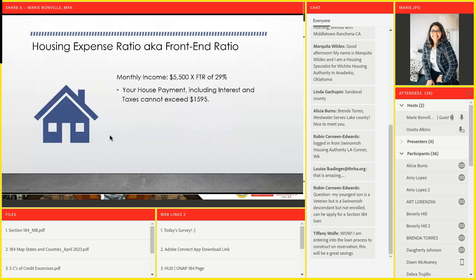It's easier to describe in numbers. If your monthly income is $5,500 and the front end ratio for the loan product you've selected is 29%, your house payment, the payment you make every month, including interest and taxes, cannot exceed $1,595. That's just 5,500 times 0.29, or 29%.